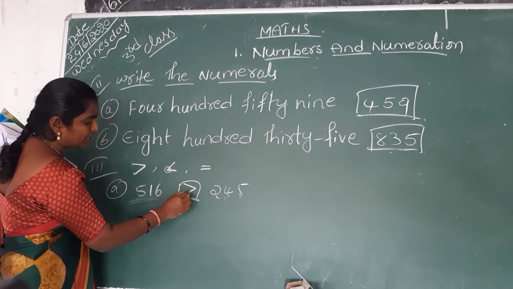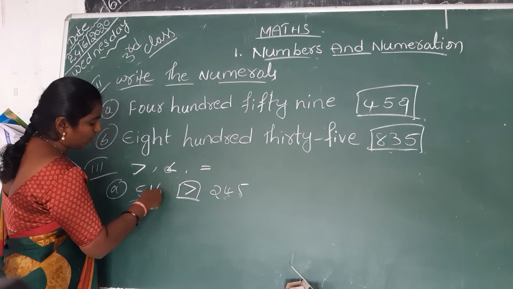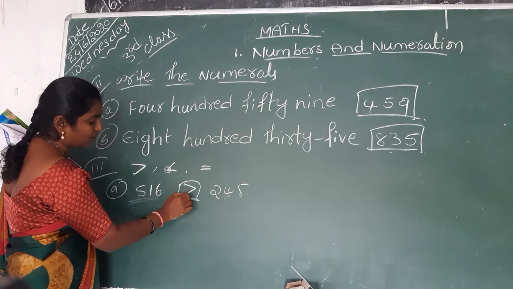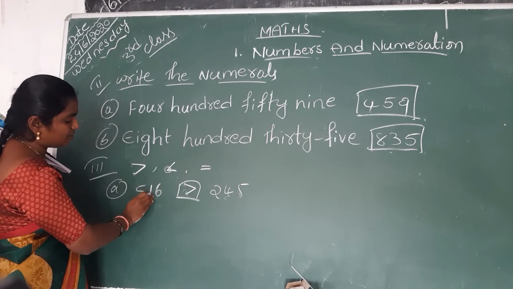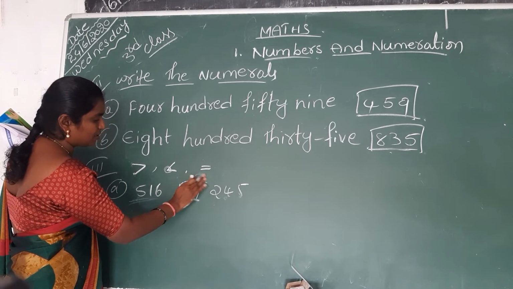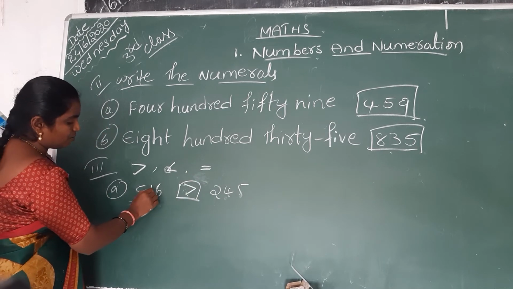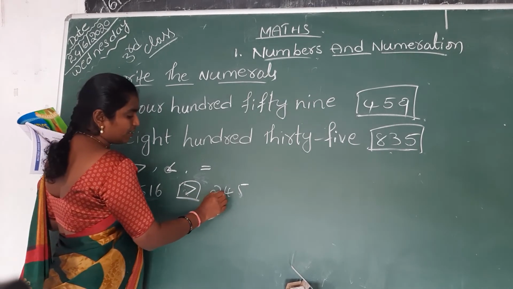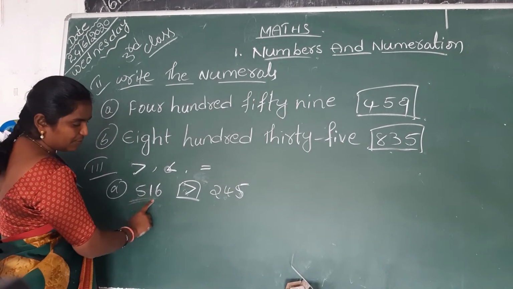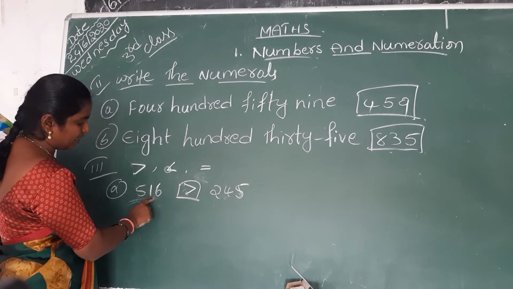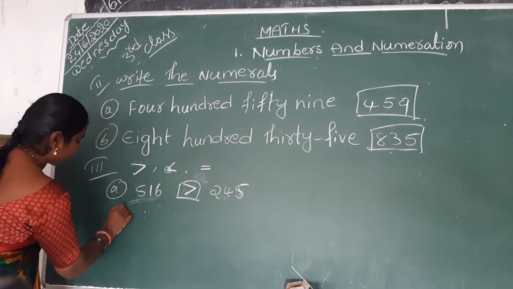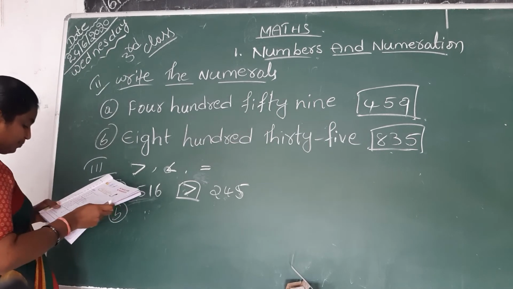If you draw two lines on this side, this is the bigger number. If you draw the corner on this side, this is the smaller number, the smaller than symbol. So 516 is greater than 245. If the first number is the greater number, you have to write the greater than symbol. Next, one more example.